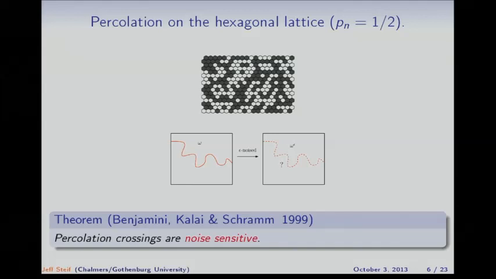And if you're interested in reading, like I mentioned, Christophe Garban and I have lecture notes on this, and a large part of it is about percolation. Okay, that's the end of the percolation.